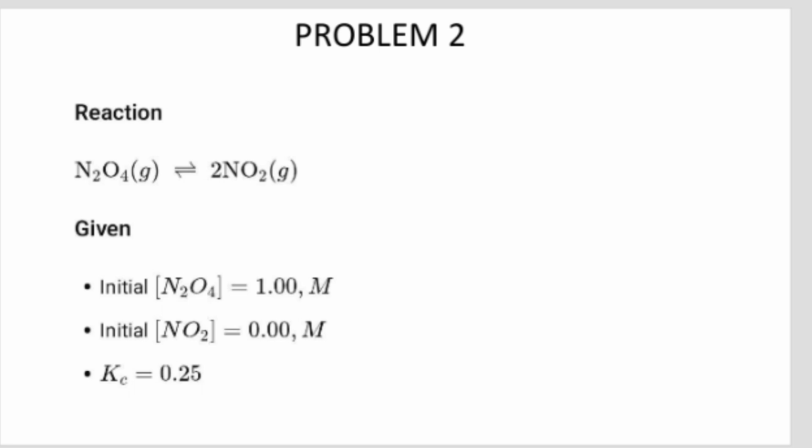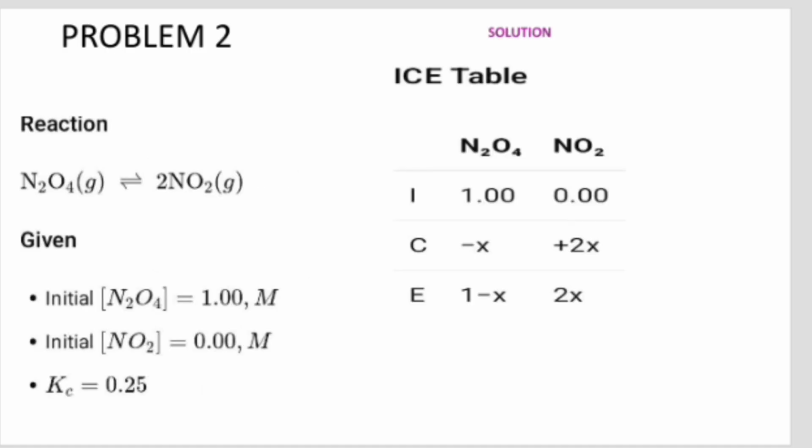Just as you saw in the previous example, they were already given, but here they were not given. Now, this is where the ICE table comes in. Just as I said, you use the ICE table to find the final concentrations given the initial concentrations. So let's go ahead and write the ICE table. So that's the ICE table for this reaction.